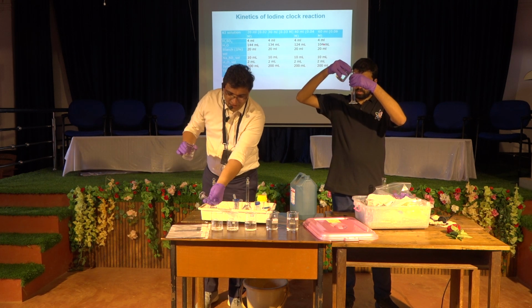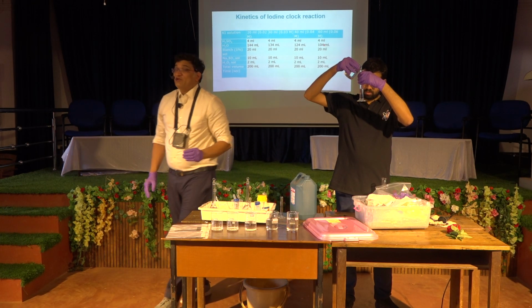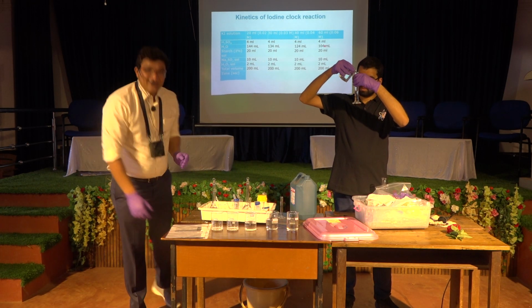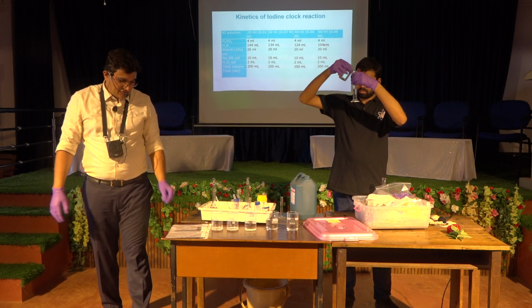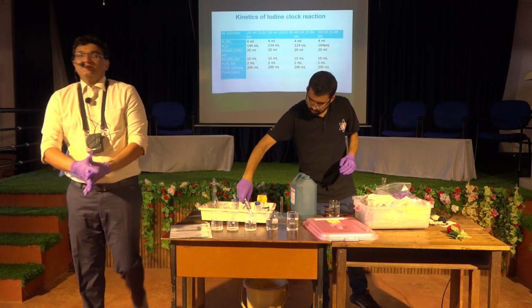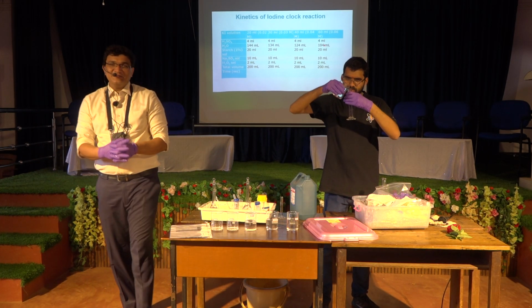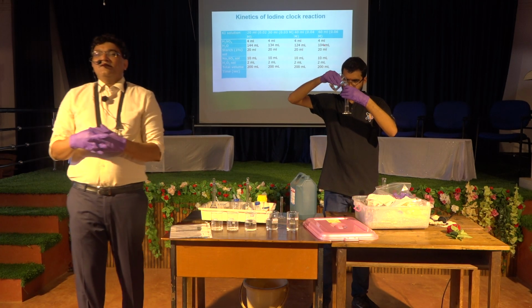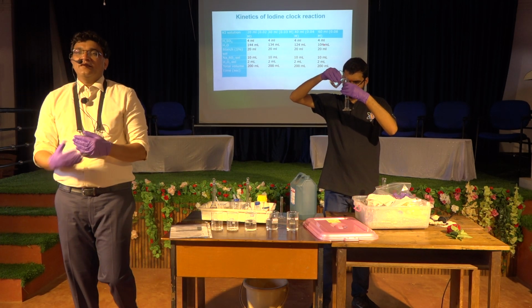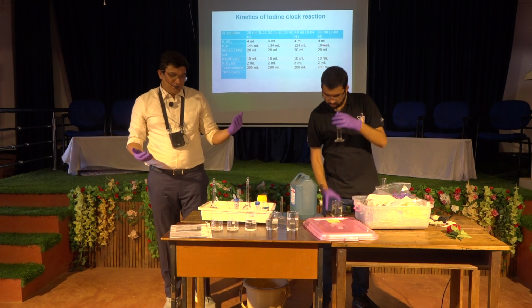So since this is a chemical kinetics experiment, we need to be very careful about concentration, because in chemical kinetics, what are the orders of the reactions you see? What are those? Zero order, first order, second order. How do you define zero, first, second? It is how it depends on the precursor, right?